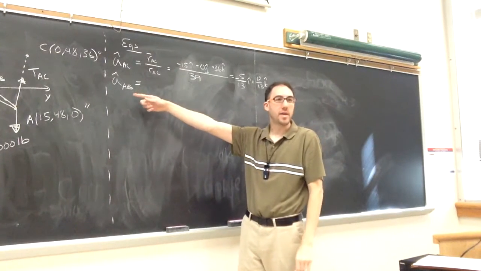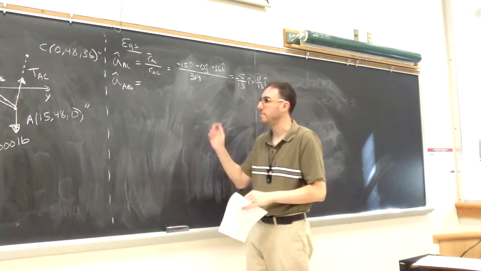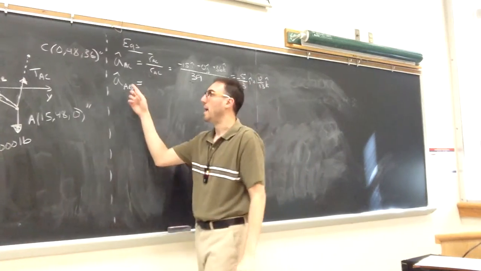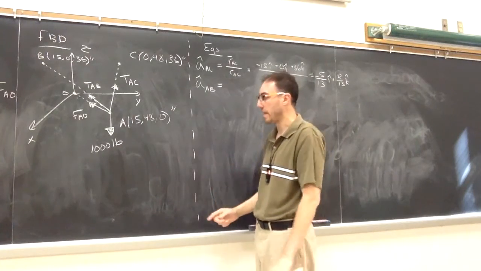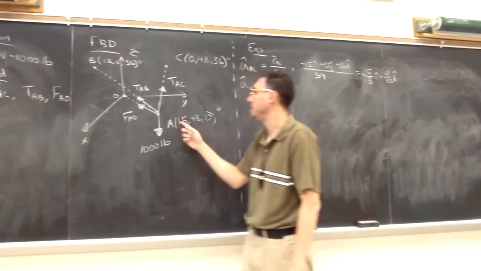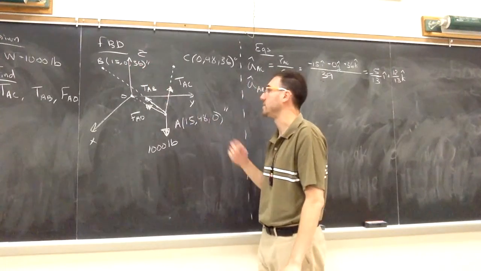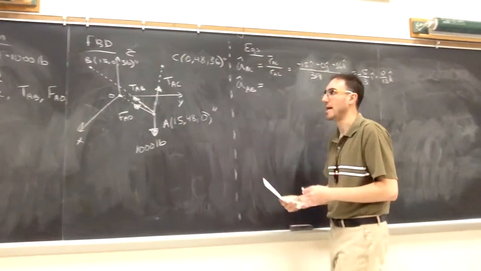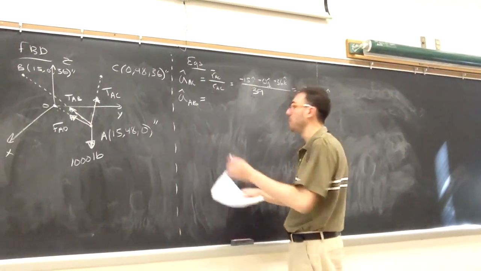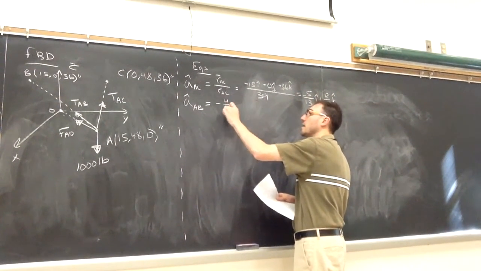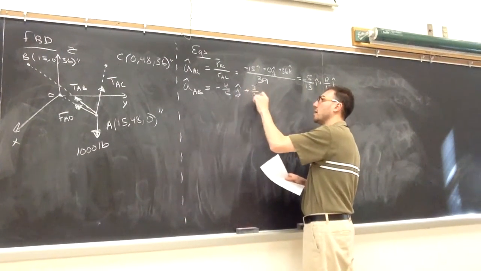For U hat AB, I'm going to use the same process. I'm not going to write all the intermediary steps here, but I have to find RAB over the magnitude of RAB. So that's going to be 15 minus 15i, 0 minus 48j, 36 minus 0k, and I have to normalize that. Same procedure as above. I'm going to get that UAB will be negative 4/5 j plus 3/5 k.